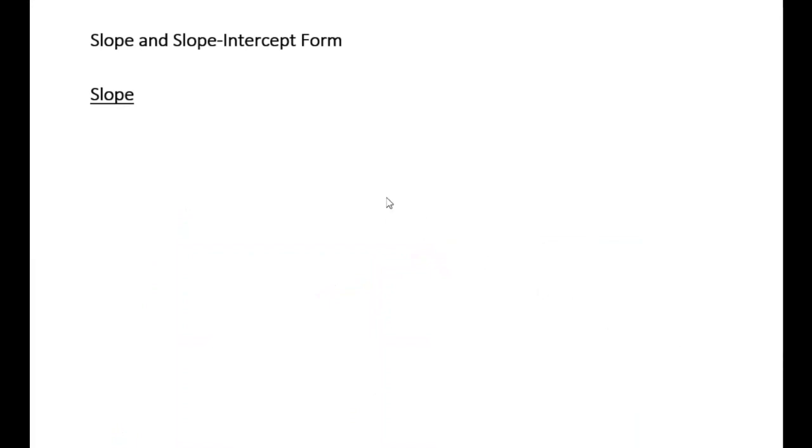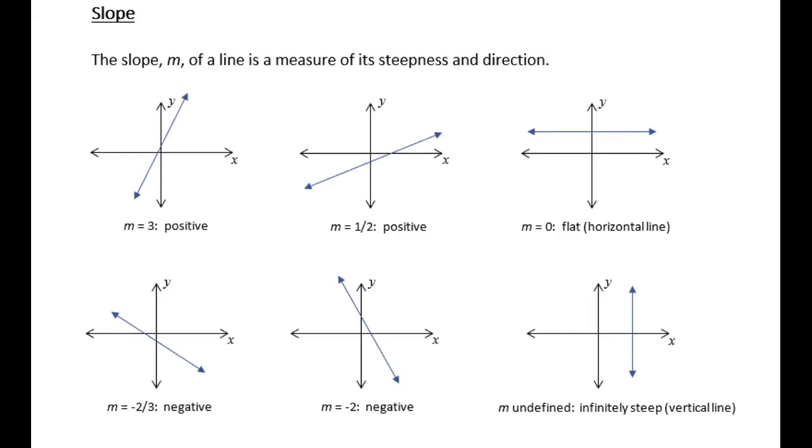In this video, we're going to look at the slope of a line. The slope of a line is a number that gives a measure of the line's steepness and direction. Positive sloped lines go up from left to right, and negative sloped lines go down from left to right. The steepness of the line is determined by the magnitude or the absolute value of the slope.